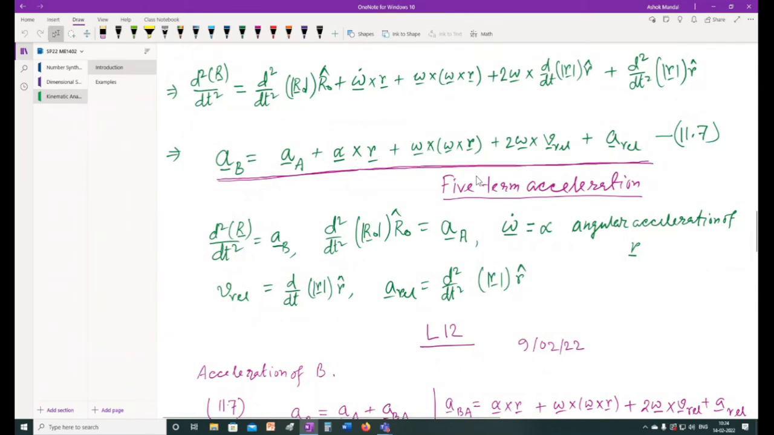Second expression is omega cross R. Third expression, twice omega cross V relative. Fourth expression, A relative. Okay? These are the four components of acceleration.